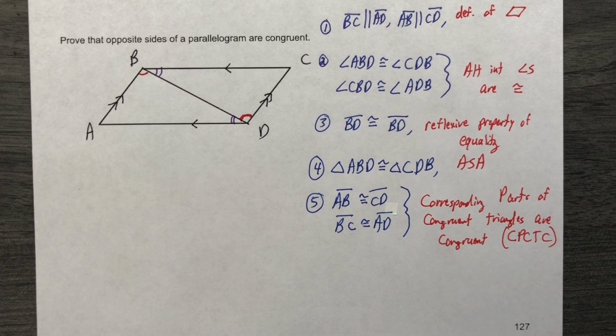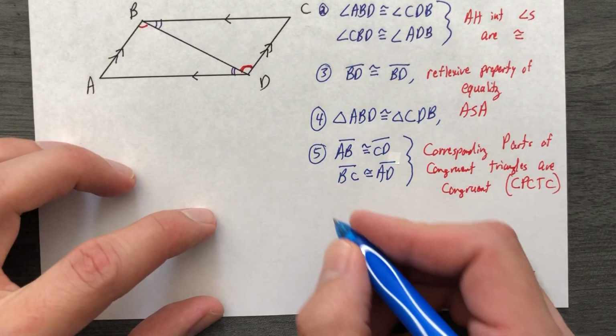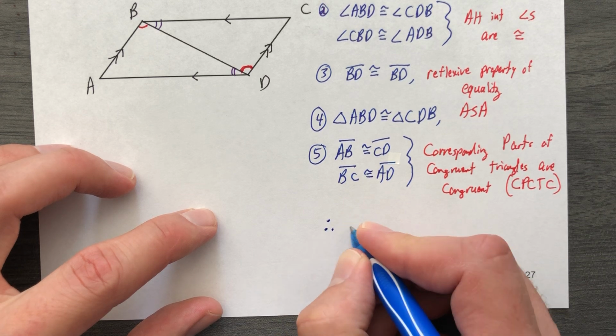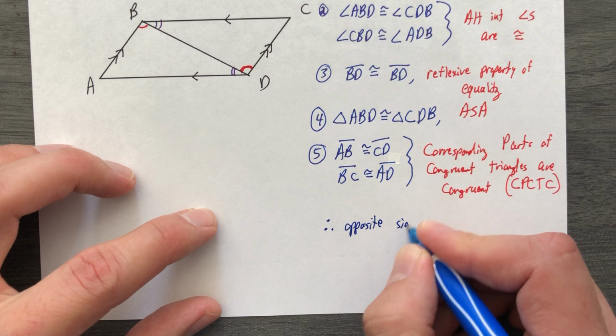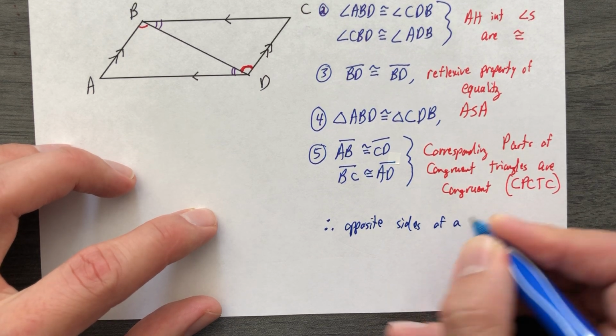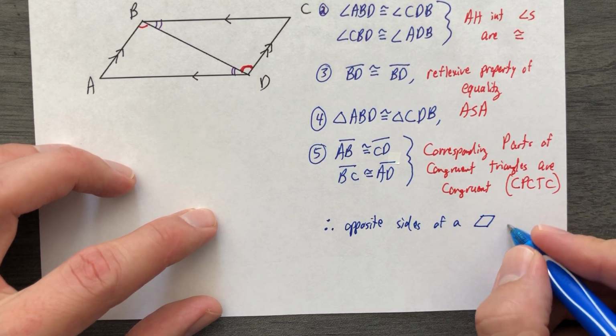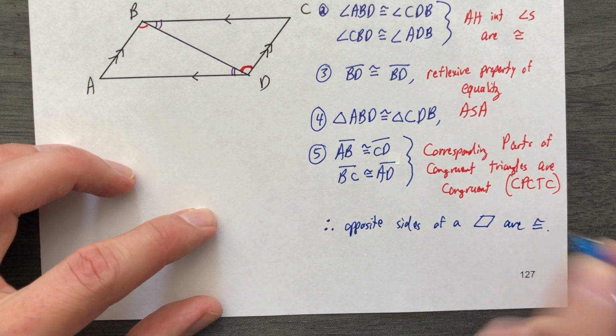Therefore, final answer: opposite sides of a parallelogram are congruent. I'm abbreviating.